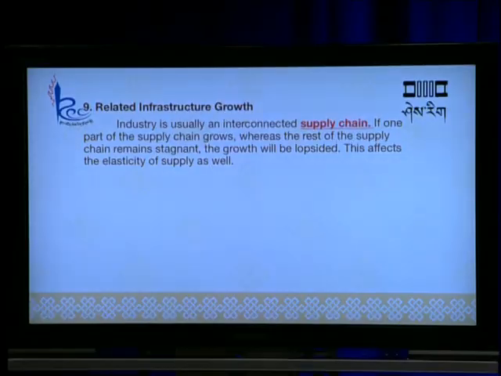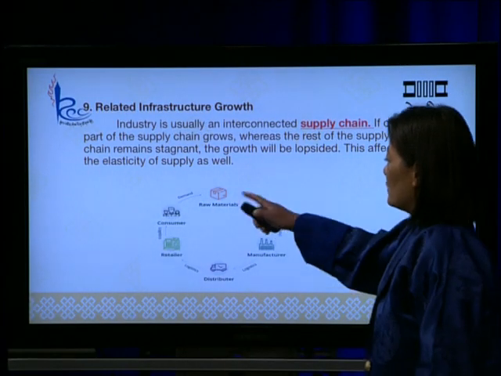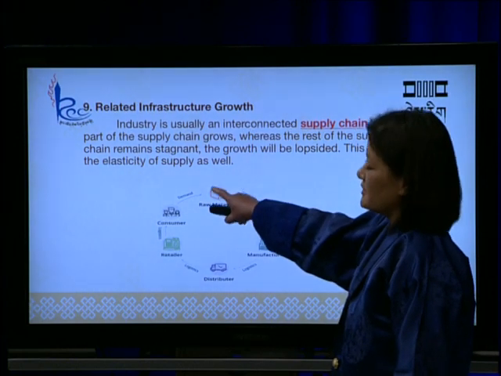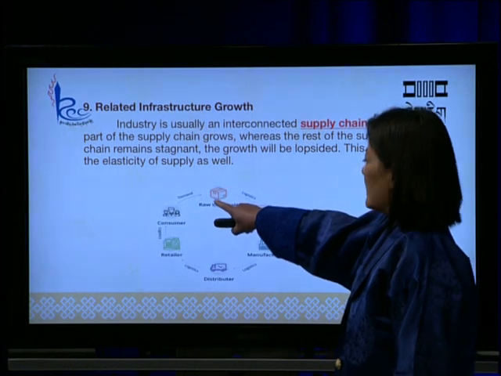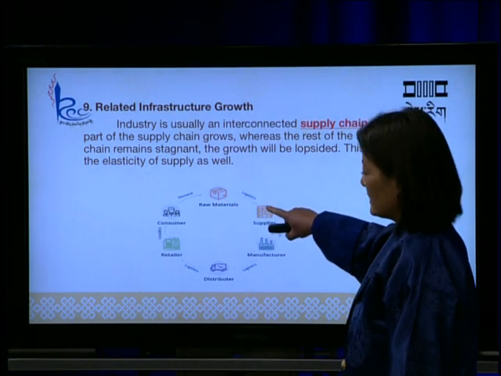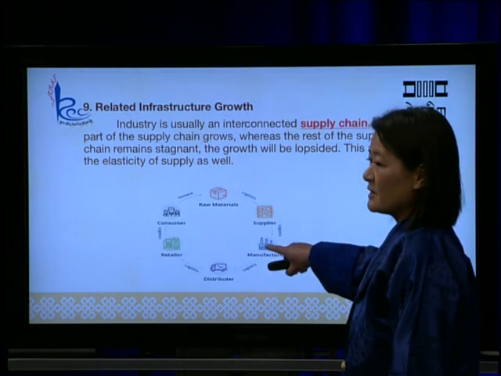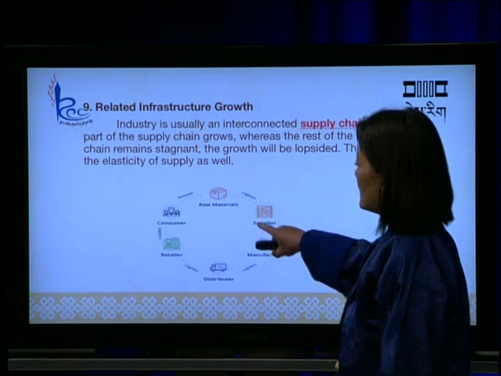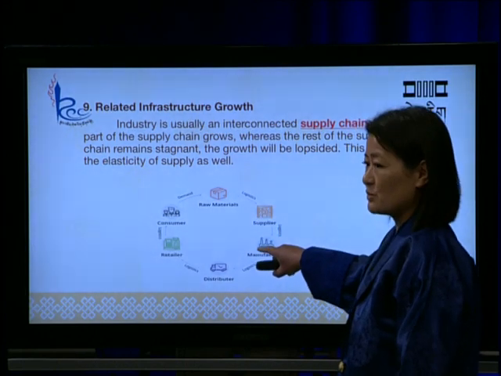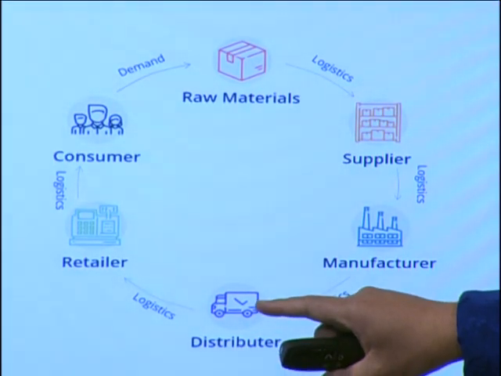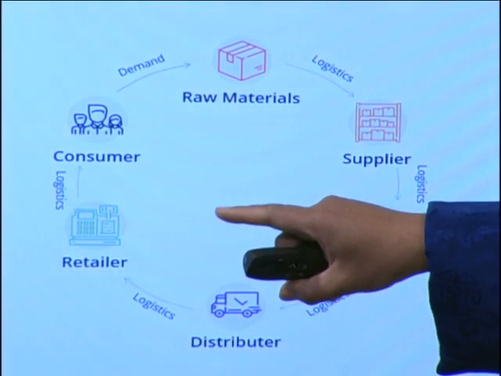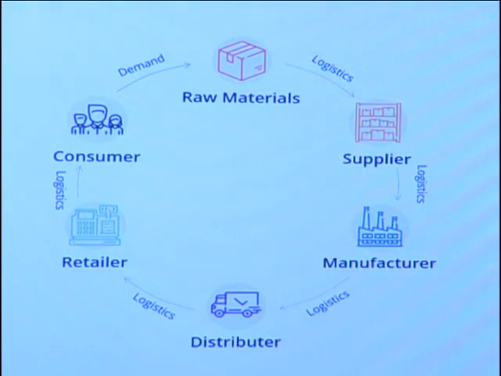I have an example of a supply chain here. If you look at this figure, you can see that the raw materials available at the source are supplied by the supplier and taken to the manufacturer. The manufacturer will use these raw materials to produce goods, and those goods will be taken by the distributor and transported to the market for the consumers to consume.